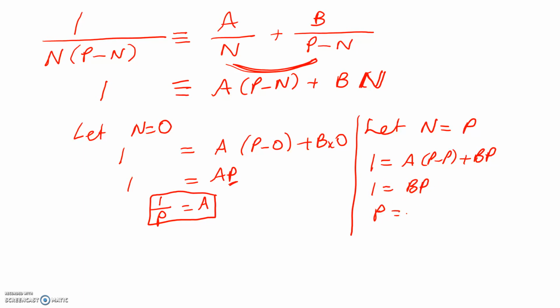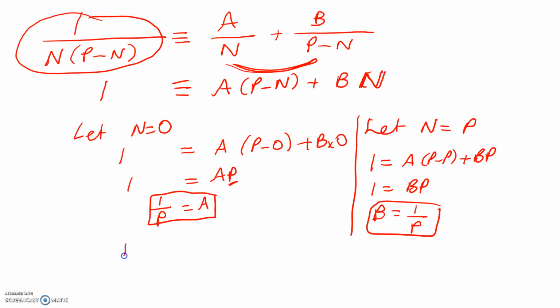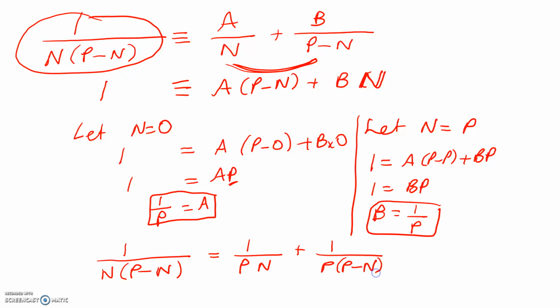So B is also equal to 1 over P. That means that we can now go ahead and break up this expression into two fractions. Right, remember that P is a constant. We're now ready to put that back into our differential equation and start integrating.